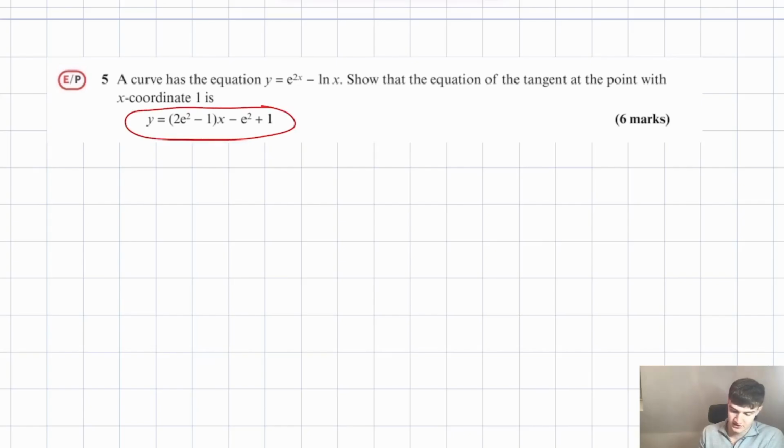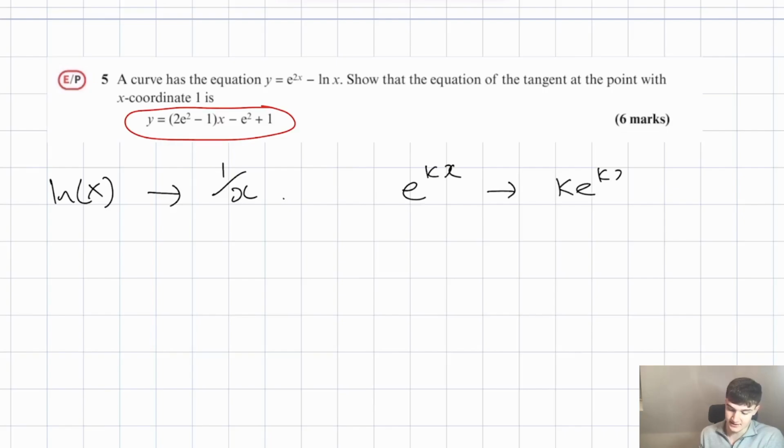Okay, so we don't have to differentiate anything too weird here, it's just standard exponentials and logs. So remembering that the natural log of x differentiates to 1 over x, and e to the kx as before, that differentiates to k e to the kx. So they're easy derivatives to do. It's simply about applying the same rules that we have the entire time for working out equations of tangents.